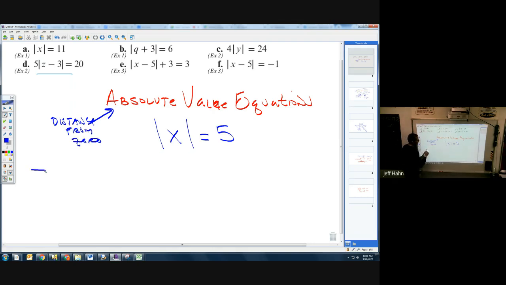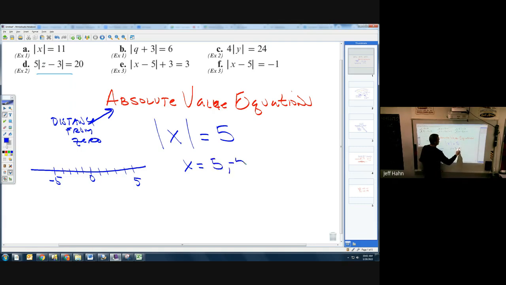So breaking this down into its simplest terms, here's the number 0. What numbers have a distance of 5 from 0? Well, you can go 1, 2, 3, 4, 5 this way, but you can also go 1, 2, 3, 4, 5 this way. You get two answers. x could either be a positive 5 or a negative 5, because both of those numbers have a distance of 5 from 0. Distance can't be negative, so you can't think about this as being a negative.